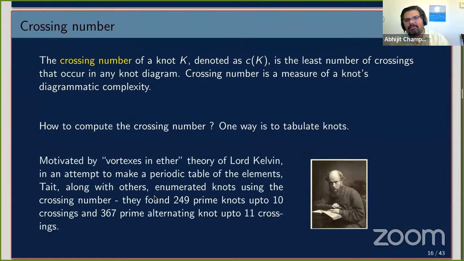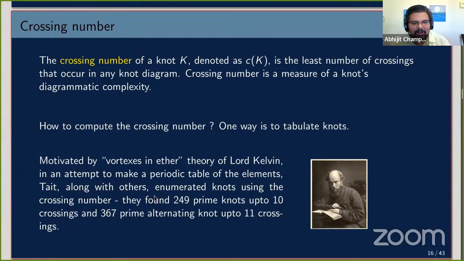So this is what Tait and his collaborators did. Motivated by this vortex and ether theory of Lord Kelvin, they set out to make a periodic table of elements like we have in chemistry. Since elements were knotted vortices in the ether, if you classify or tabulate knots, you will get a periodic table of elements. So that was the motivation why they started doing that.